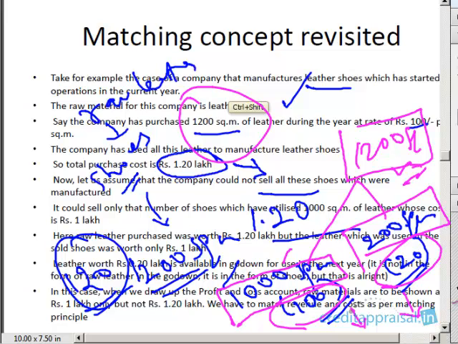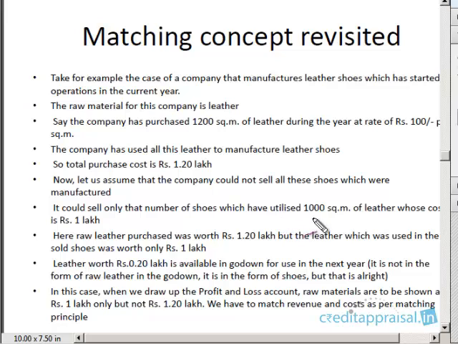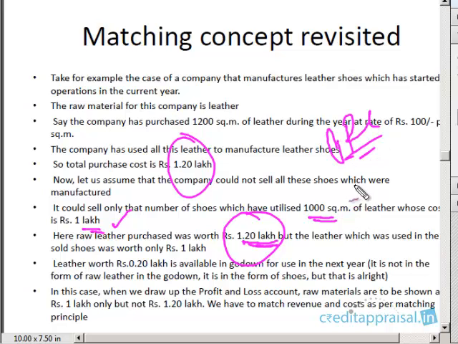So this is the scenario. The company could sell shoes for which it utilized only 1000 square meters of raw leather. Let us assume that cost is 1 lakh. Obviously, the total is 1.2 lakhs, and 1 lakh is the cost of raw leather for which the shoes were sold. So you have to understand here that though 1.2 lakhs was purchased, we are not going to show this entire 1.2 lakhs in the P&L under the head of raw material.